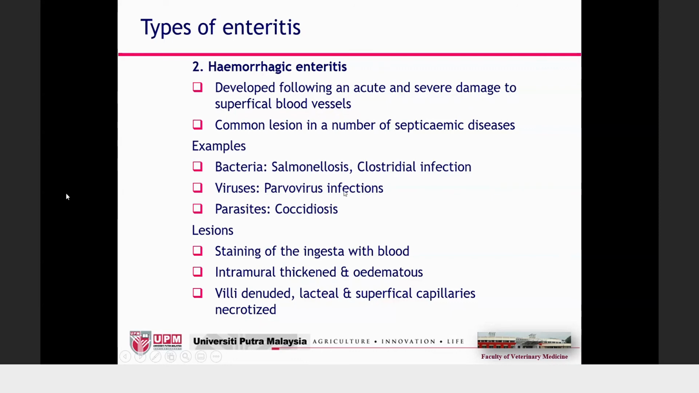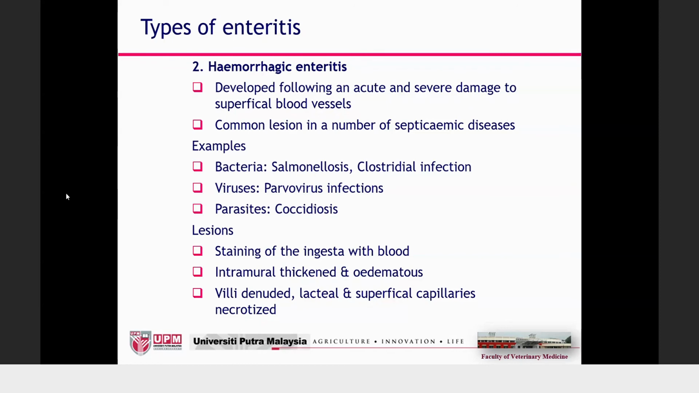Parvovirus leads to hemorrhage. Coccidia, of course, in this case are different species of Eimeria. I mentioned that Eimeria acervulina only causes gastroenteritis, but you have Eimeria tenella that occurs in the cecum and might lead to hemorrhagic enteritis. So when animals have hemorrhagic enteritis, for example infected with parvovirus, or even salmonella, or even coccidia, what you see is that when you open the intestine, you'll see that the ingesta is stained with blood.